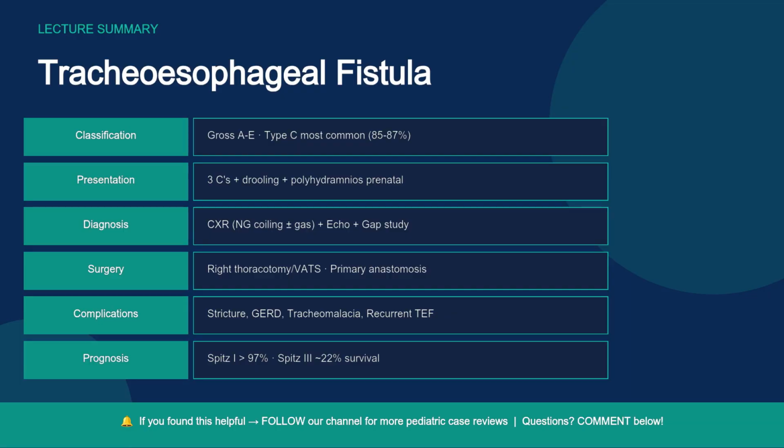And that brings us to the end of today's lecture on tracheoesophageal fistula. We covered Gross classification with type C as the most common at 85 to 87%, the three classic C's of clinical presentation, the role of the tracheoesophageal septum in embryology, investigation strategy including echocardiography and fluoroscopic gap study, surgical repair options, postoperative complications including stricture and tracheomalacia, VACTERL and genetic associations, and Spitz prognosis groups.